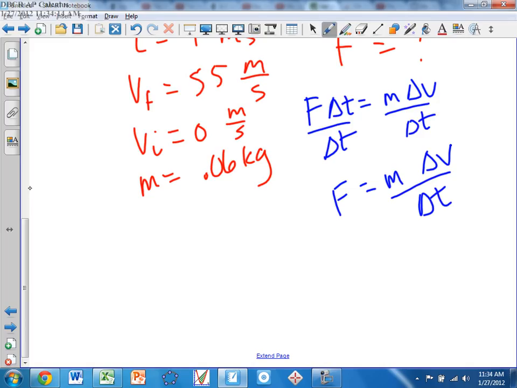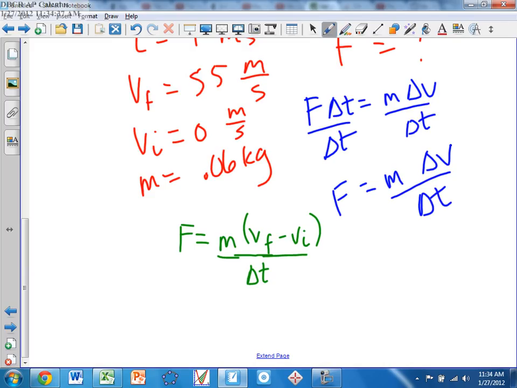Newtons. Now, again, force equals M, VF minus VI, all over delta T. Please notice what I'm doing. I'm breaking up the delta V, because we have two velocities there, and delta T is just the time here, and I have to break it up.